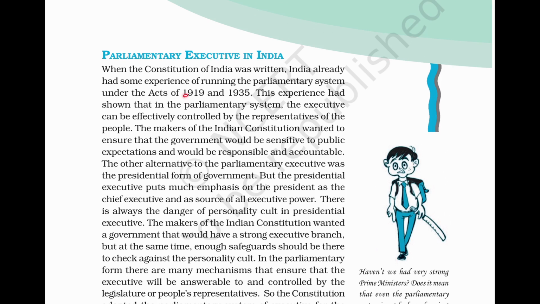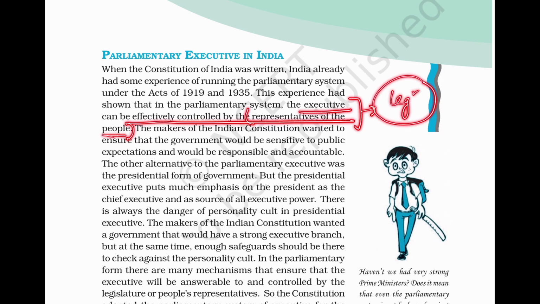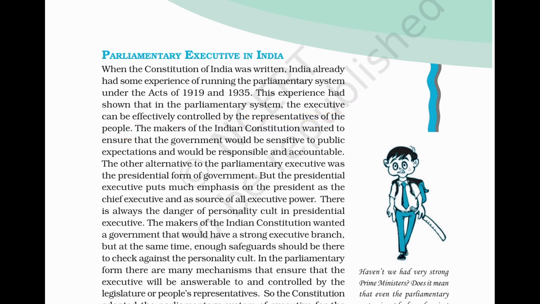So under the Acts of 1919 or 1935, we did have the experience of the parliamentary system, and it was noticed that here, because the system says that the executive can be effectively controlled by the legislature, that is people's representatives. What are the mechanisms used by the legislature to control the executive? You have just checked in the previous lecture on legislature, so you know that now.